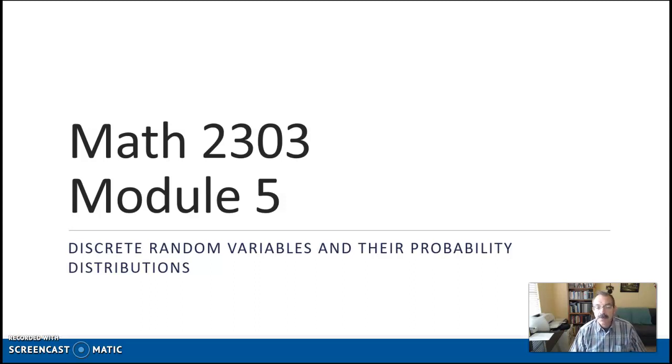This is the first part of the recording of the Module 5 lecture. In this module, we're going to learn about discrete random variables and their probability distributions.